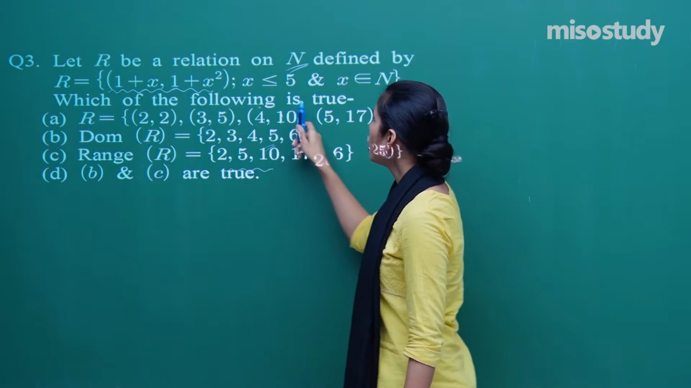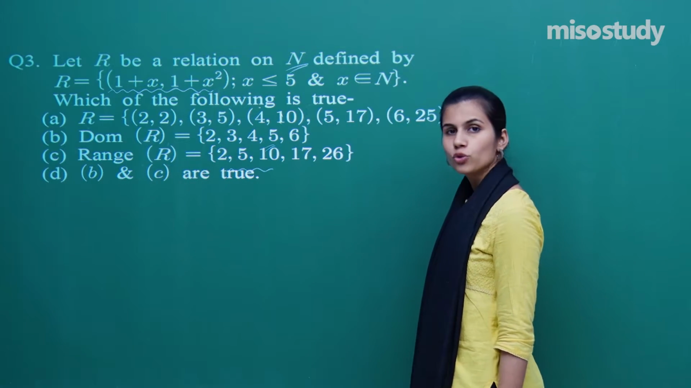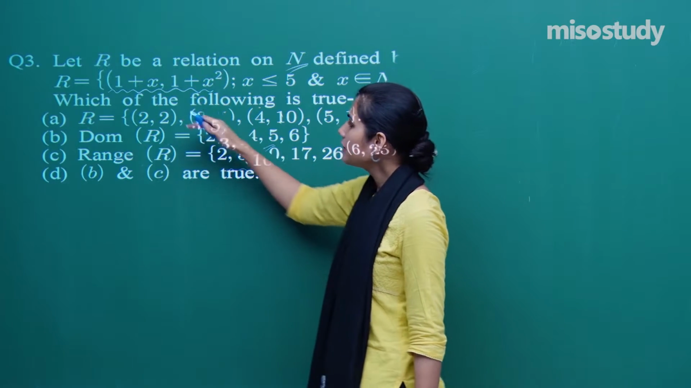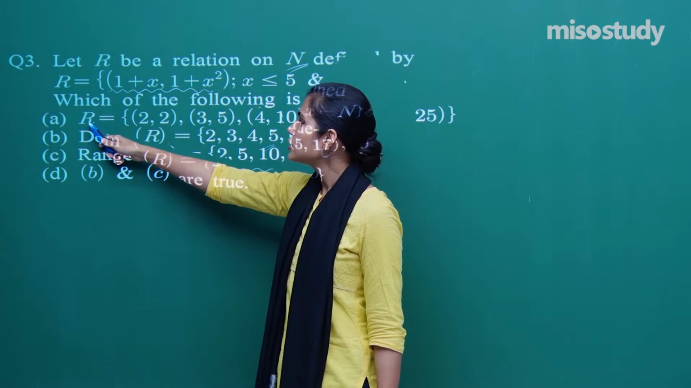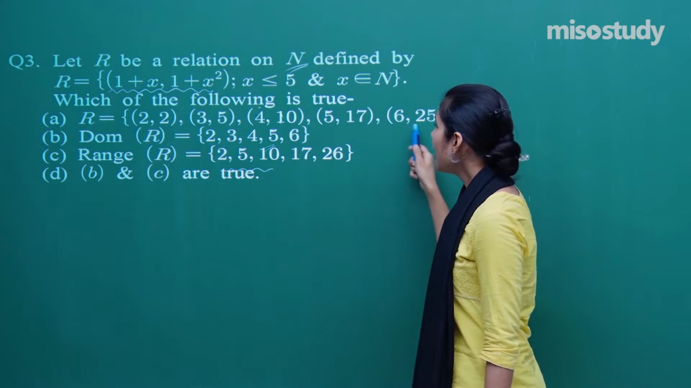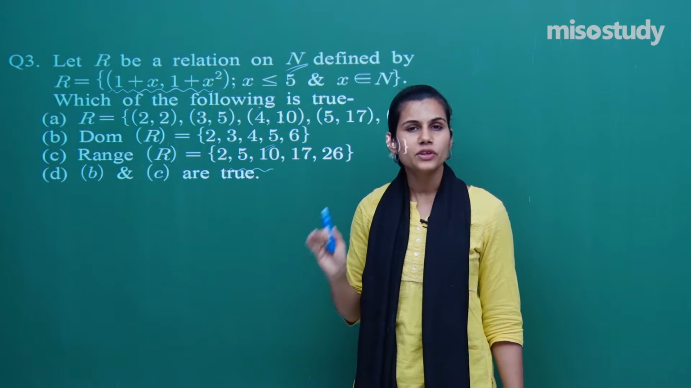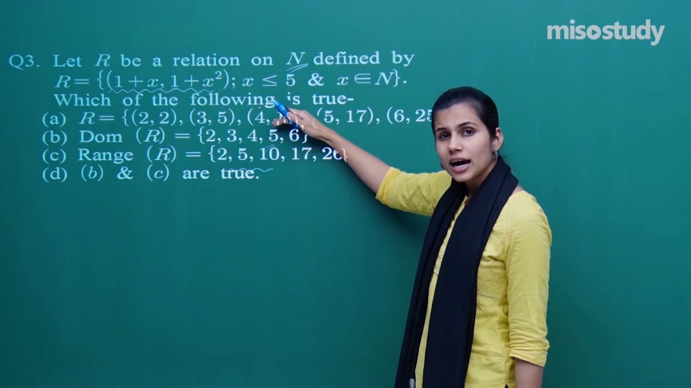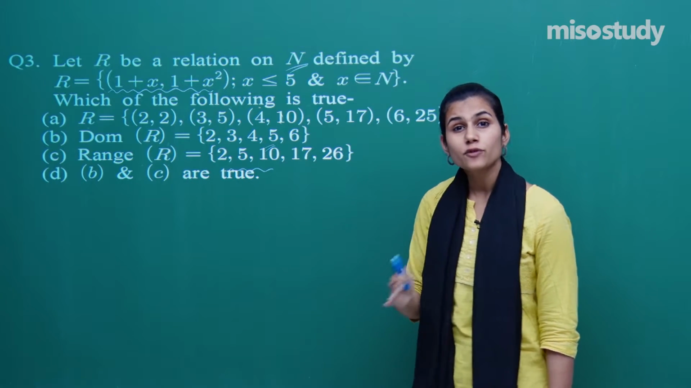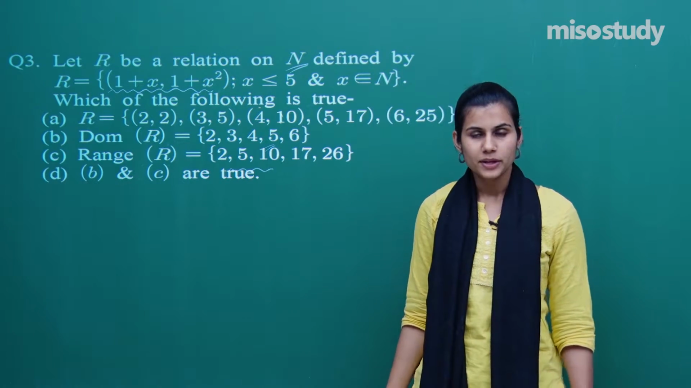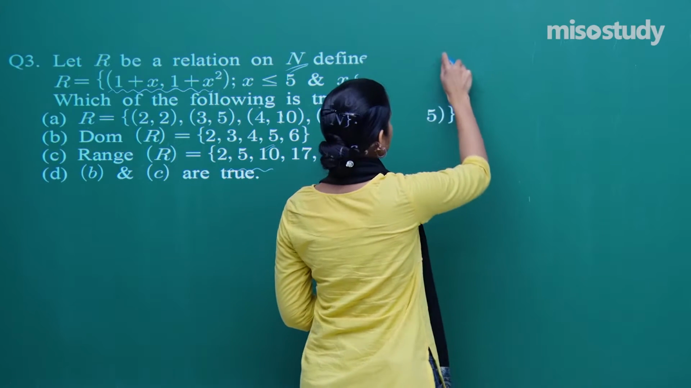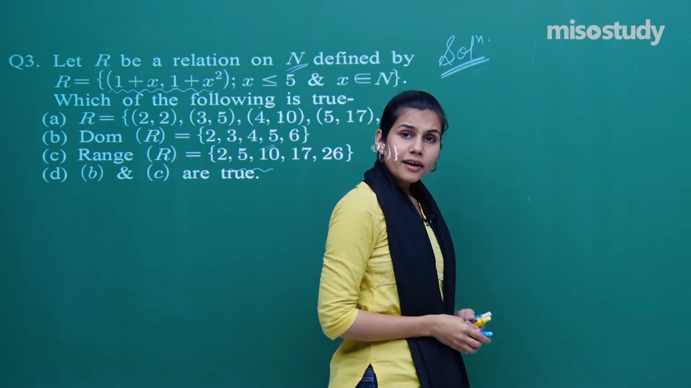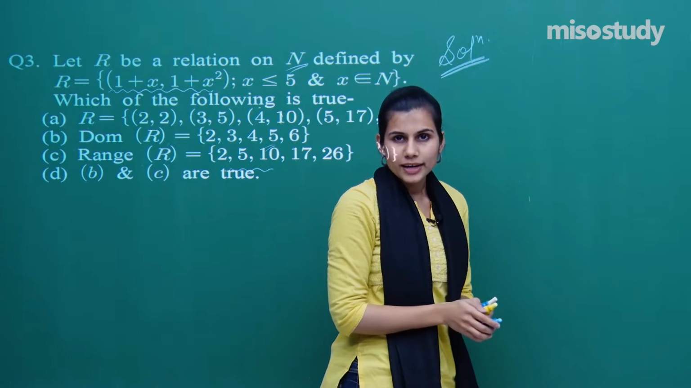So which of the following statements is true? The first statement is trying to give you the entire expansive form of the relation R. In order to tally whether this R is correct or not, we will have to actually find the relation. So let's find it. We are given that R is a relation on the set of all naturals.